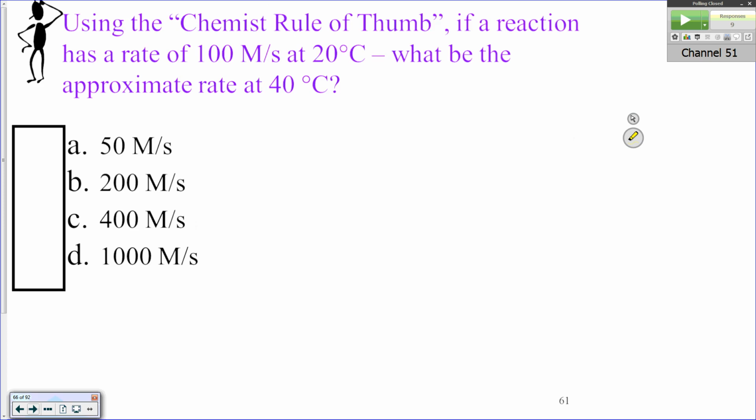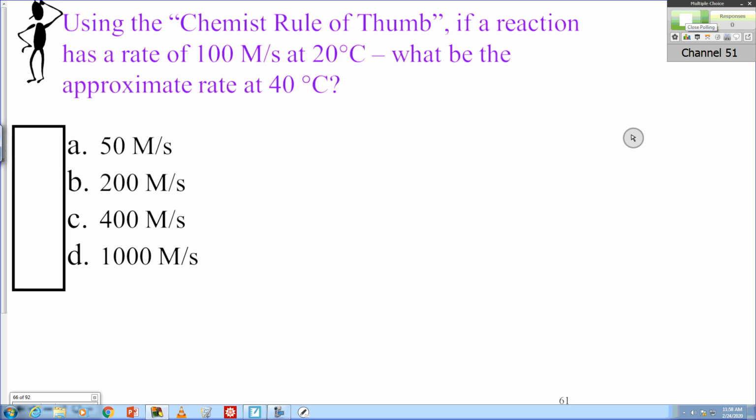Okay, so apply that chemist's rule of thumb. Think back to what I told you. Put in the notes if you need to, but use that to answer this question. The rate's 100 molar per second at 20 degrees. What would it be at 40 degrees? So it was a pretty simple rule.